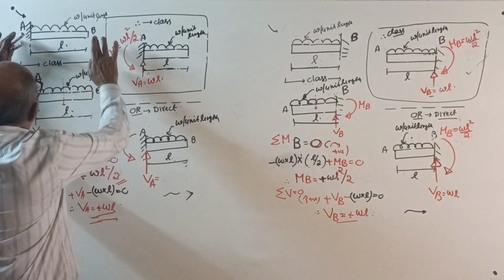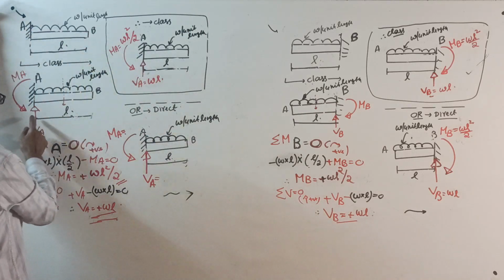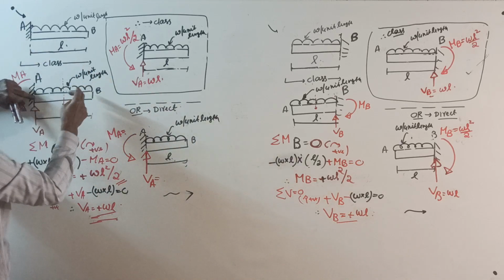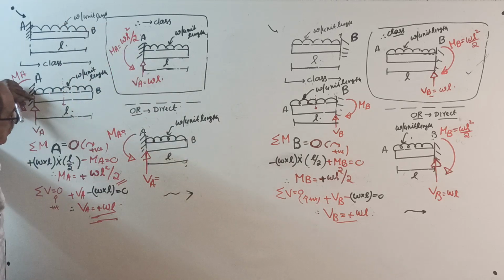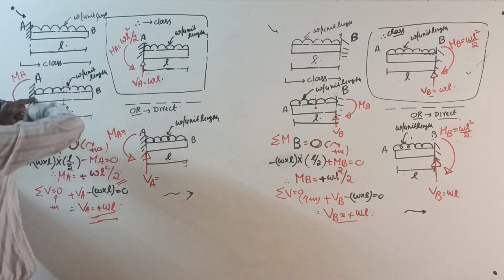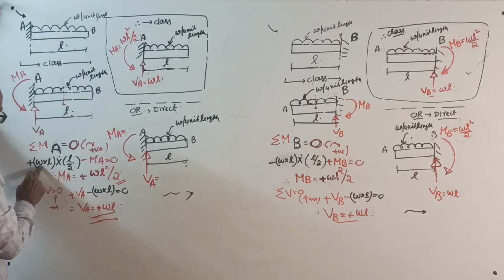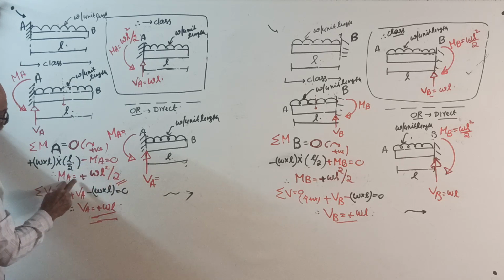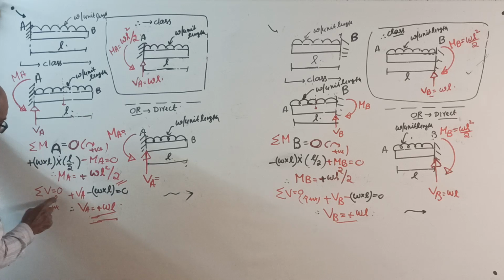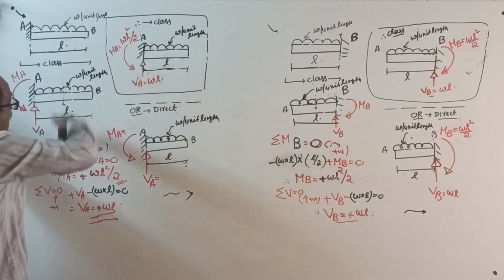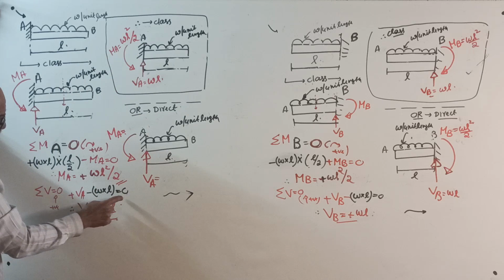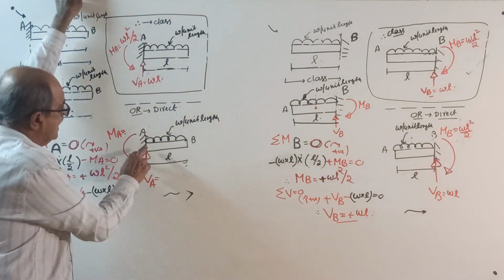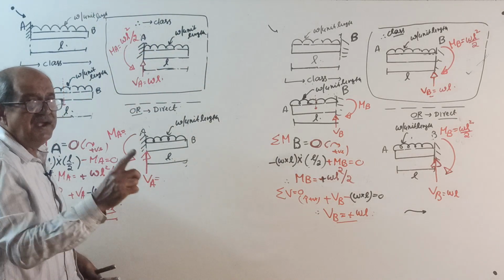Okay, start. Bookwork, W per unit length, as usual, VA, sigma M about A equal to 0. See, plus W into L is the total load into L by 2 minus MA equal to 0. MA will come. WL into L by 2 is WL square by 2. Sigma V equal to 0: plus VA minus total load W into L equal to 0. VA will come WL. So I entered the answer here. Direct answer.